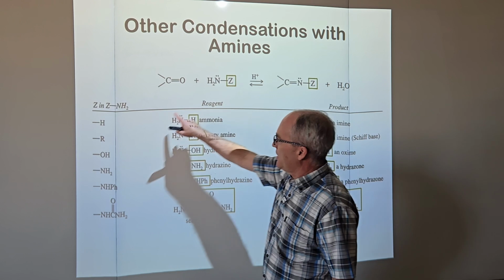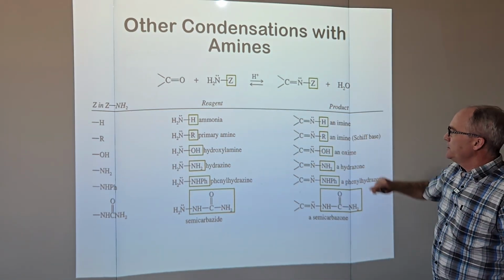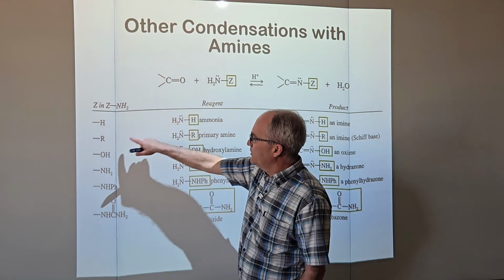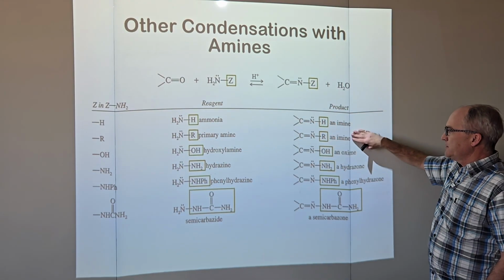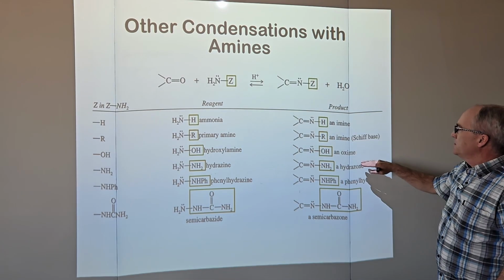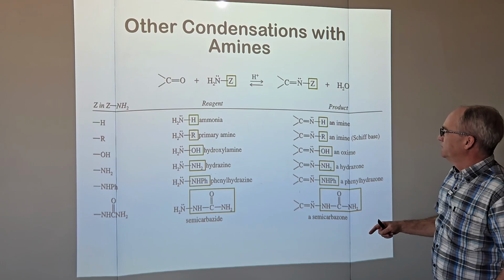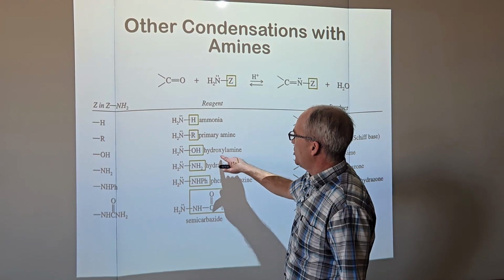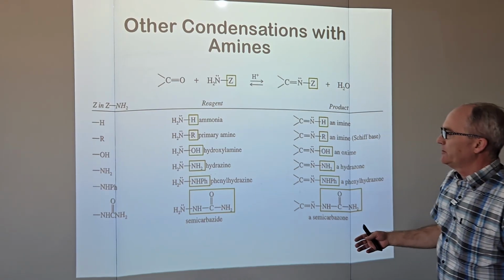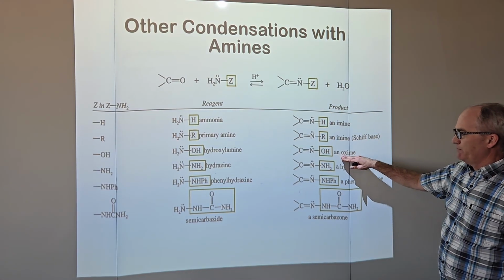If Z is a hydrogen, then we just get ammonia and we get this amine. If we have an alkyl group, a primary amine, we still call it an amine. This one we can give a special name, we can call it a Schiff base. Now if we have an OH here, we have hydroxylamine, that would be the name of the chemical, and we get what's known as an oxime.